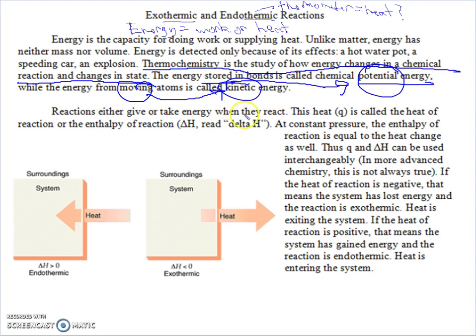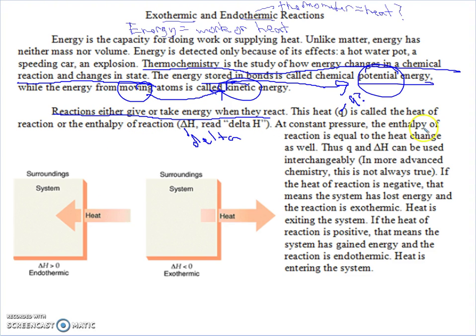Reactions either give or take energy when they react. Sounds important. This heat, Q, why? I'm looking down here already. Q doesn't make sense, but okay. So heat is Q, called the heat of reaction or the enthalpy of reaction. Triangle H, delta H. So this is a delta.